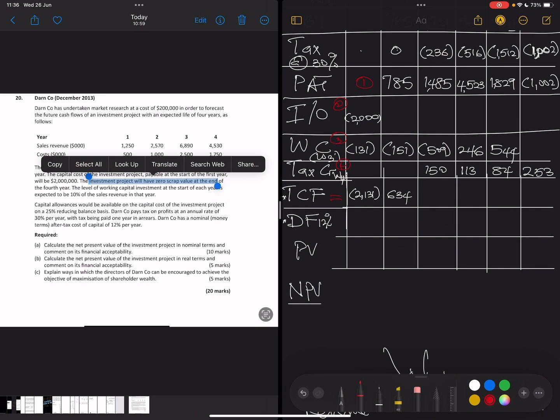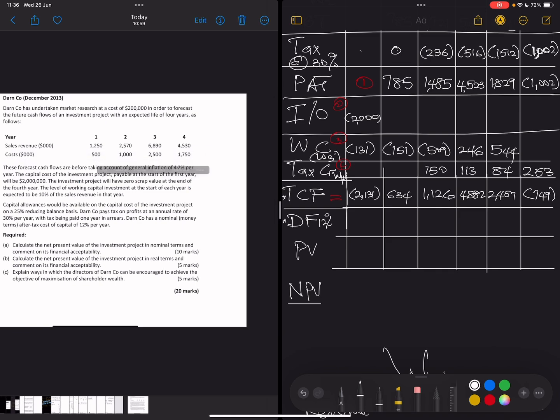Right, so 1485 minus 509 plus 150, and that's 1126. Then this is 4882, then 2457, and the last one is minus 749.